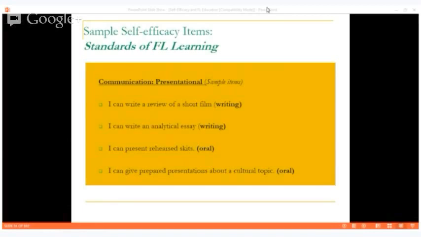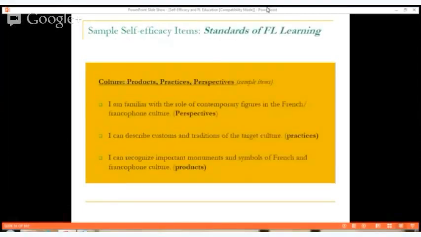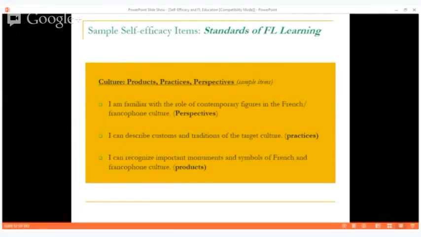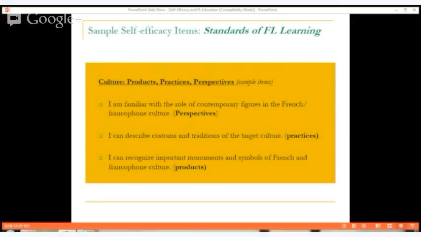I'm familiar with the role... This is culture. So I'm familiar with the role of contemporary figures in French or Francophone culture. I can describe customs and traditions of the target culture. I can recognize important monuments and symbols of French and Francophone culture.